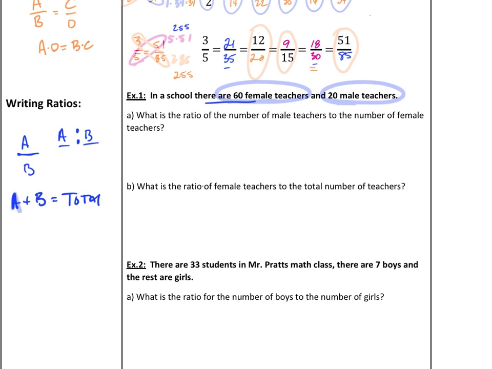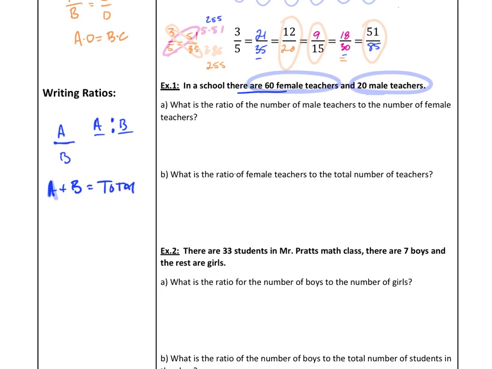So really where you find out what you're trying to compare is you look at the question. You want to identify what your parts are, or if they give you the total and the part. So here's my part A, here's my part B. You're going to want to label things so you don't get confused.